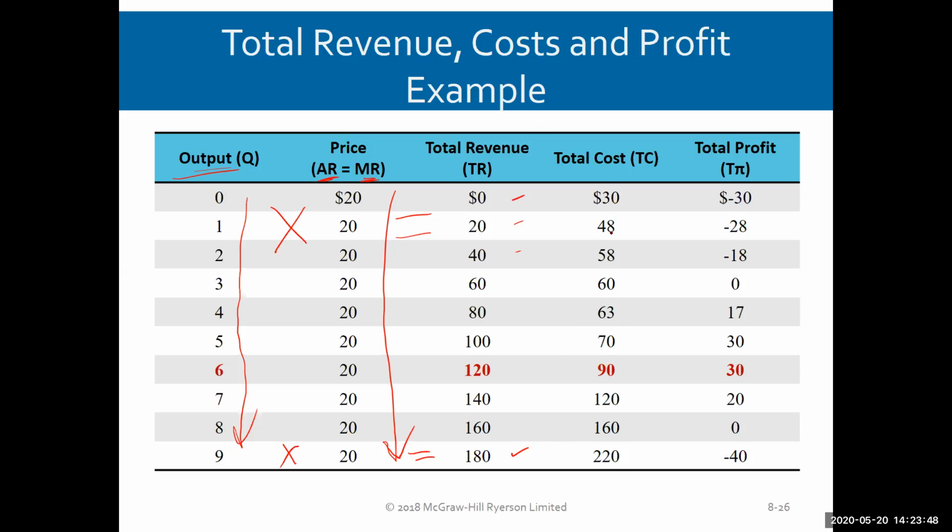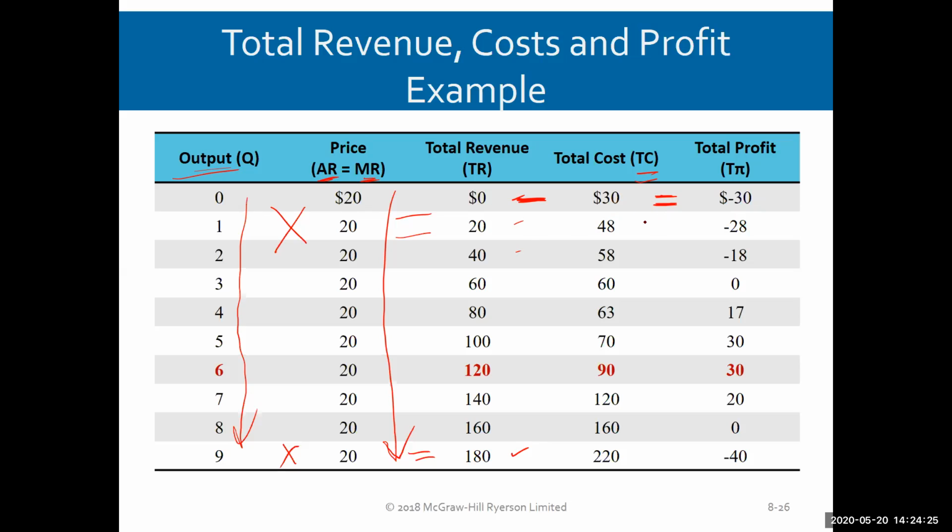So the total costs were just given, and they happen to go from 30, 48, 58, 60, 63, and the total costs just keep rising. Remember, those are fixed, variable, and opportunity costs. So for total profit, all we simply have to do is take our total revenue and subtract total cost, and that should give us total profit. In this case, if we subtract total cost from total revenue, we end up at minus 30. So we're making a loss.